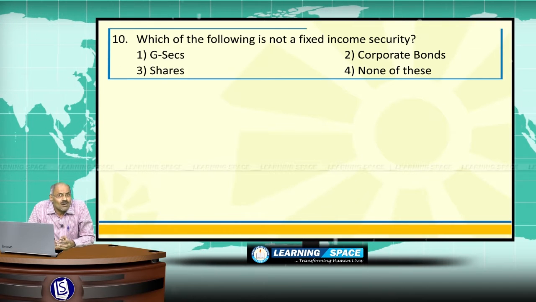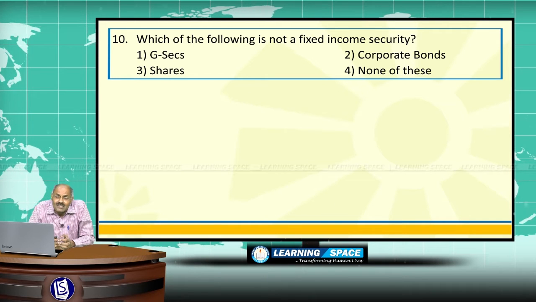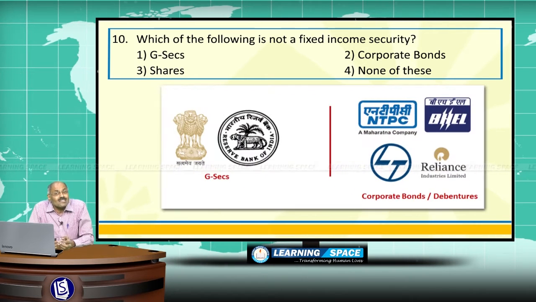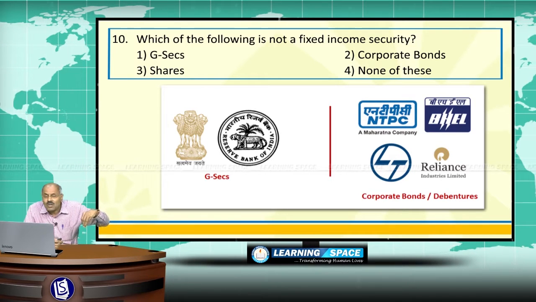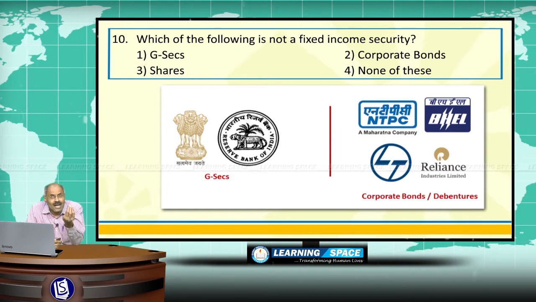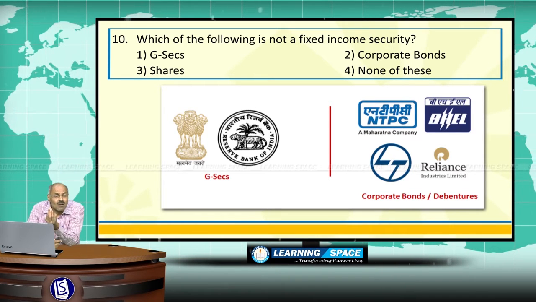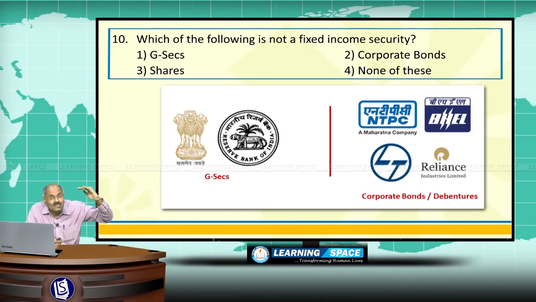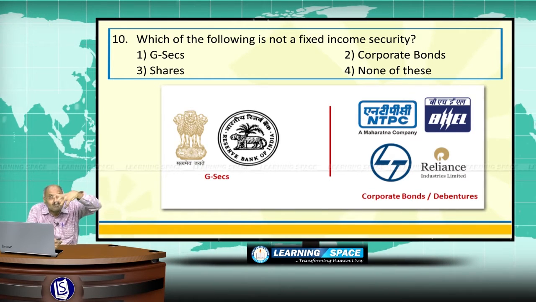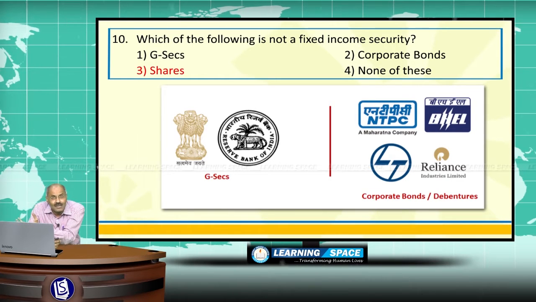Which of the following is not a fixed income security? Fixed income security means you should get the stated interest, and government securities, you will have fixed interest. And corporate bonds, when corporates are releasing bonds or debentures, then the interest will be stated in advance. So, these are fixed income securities, but shares, they are not fixed income securities.